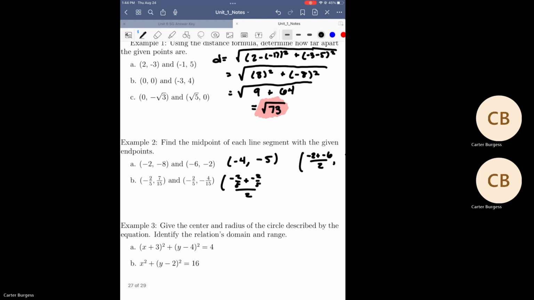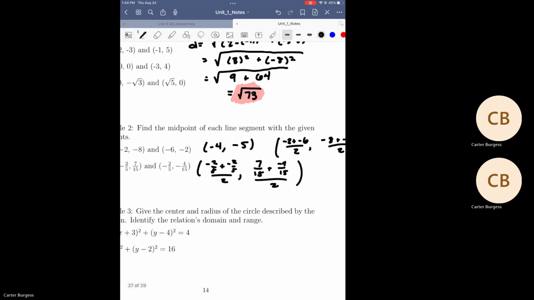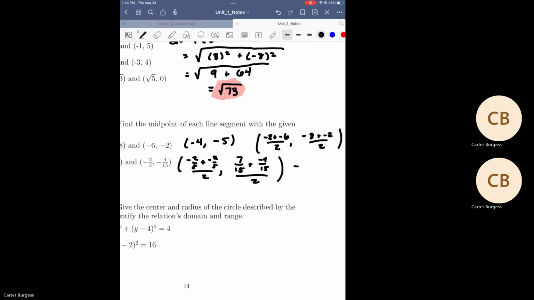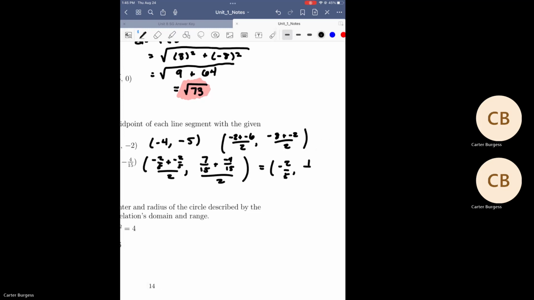You could confirm that by doing -2/5 plus -2/5 divided by 2, and you would in fact get -2/5, right? If I add a number with itself and then divide it by 2, I'm just right back to where I started. Y value, again, a little bit trickier, but you could do 7/15 plus -4/15 all divided by 2. And you can simplify this a little bit. In fact, you would want to simplify this a little bit. You'd get -2/5, and I get 1/10 here, which is a little bit tricky, but overall not too bad.